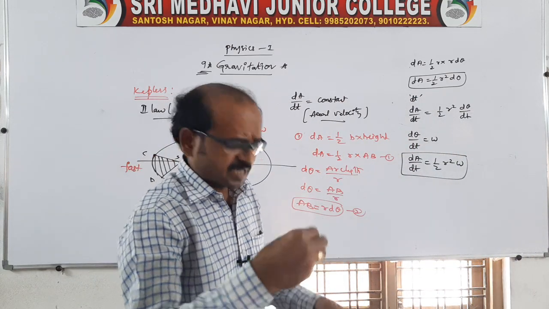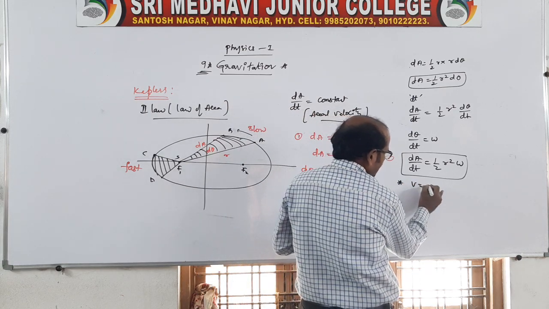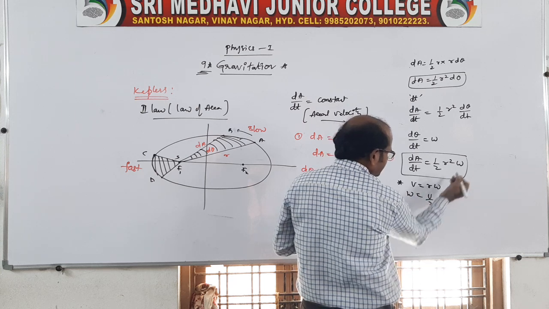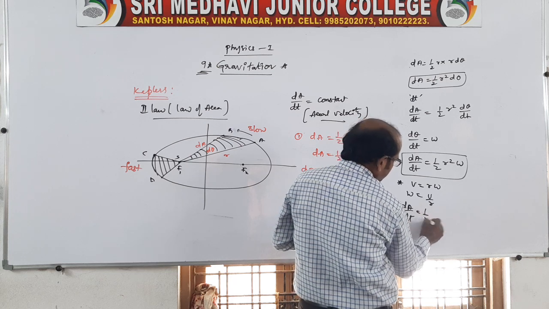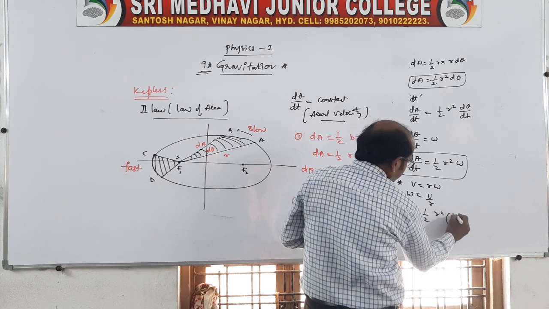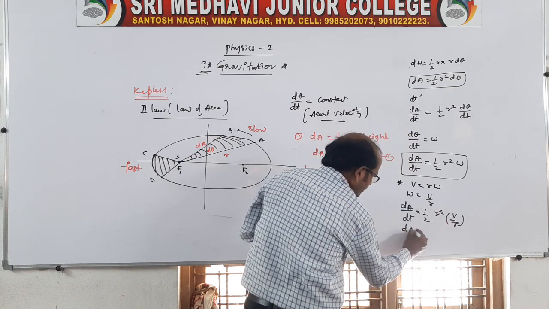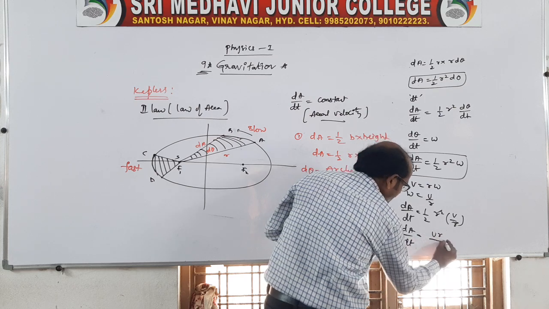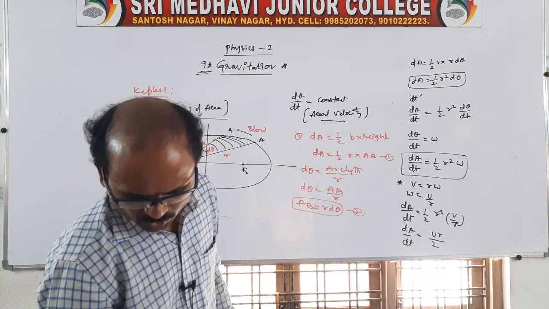Of course we have another relation also, I will tell you that. We know that V is equal to r omega. You remember this? From this, omega is equal to V by r. You write here dA by dt is equal to 1 by 2 r square into V by r. So one r cancels, and dA by dt is equal to, we can say, Vr by 2.